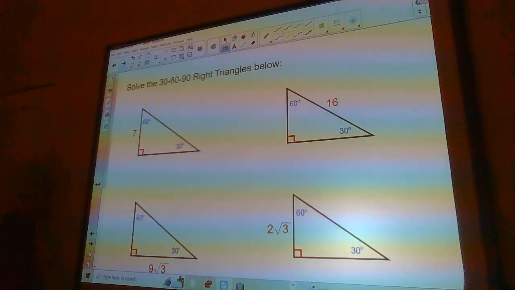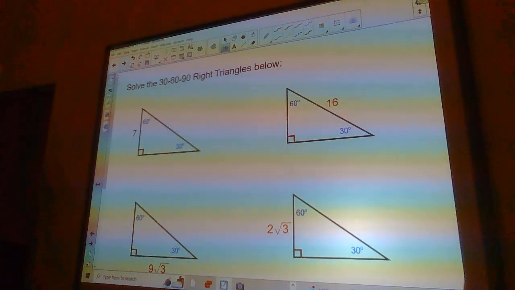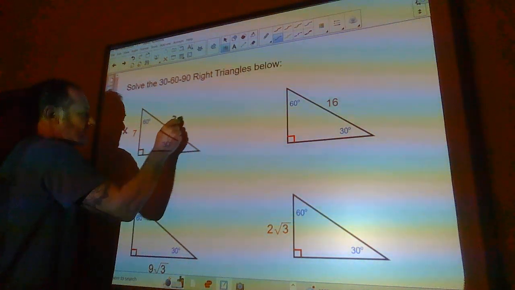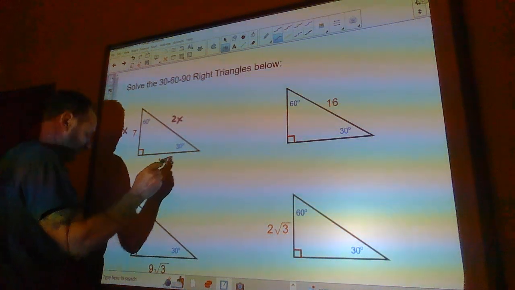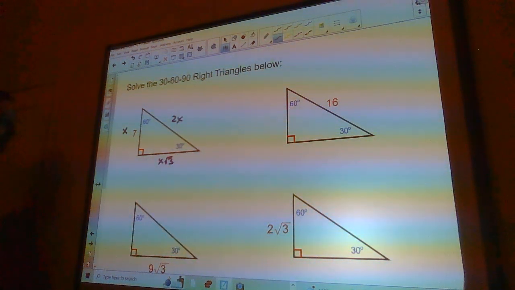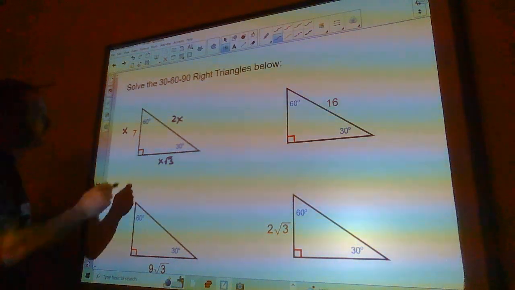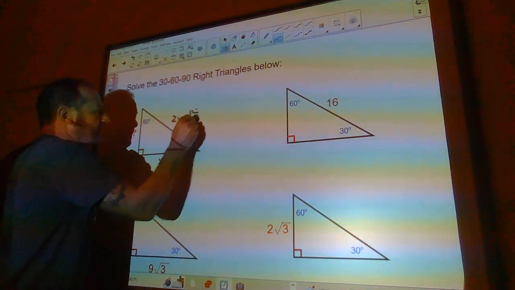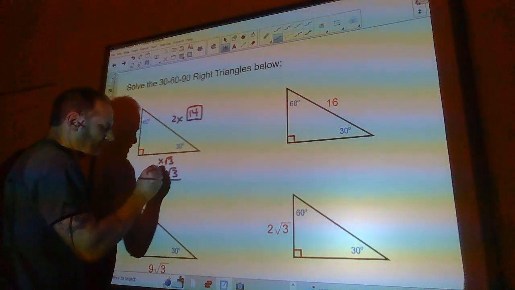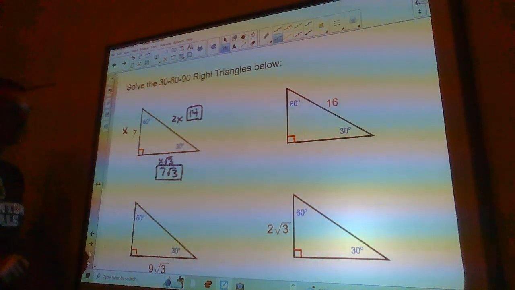All right, we're going to do the same thing with the 30, 60, 90 right triangles. Okay, so this one, remember, we write down the sides. This is going to be x, this is going to be 2x, and this is going to be x times the square root of 3. So this is an easy enough one. If that's 7, this is going to be 14. And this is going to be 7 times the square root of 3. And I'm done.